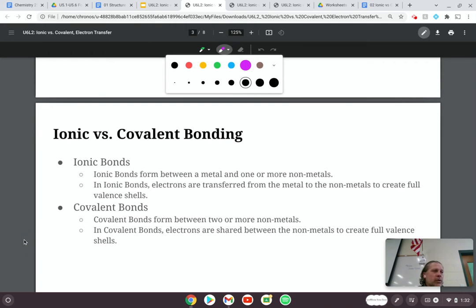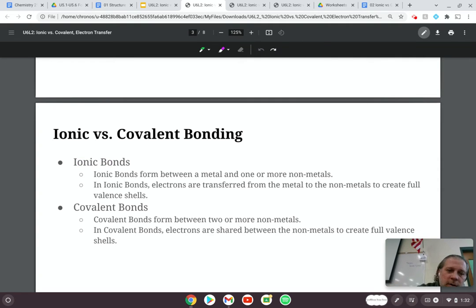All right. So today we're going to talk about how to, first of all, identify whether an ionic bond or a covalent bond is present. We are also going to then show how to transfer electrons from one atom to another atom. Now, first things first, ionic bonds.